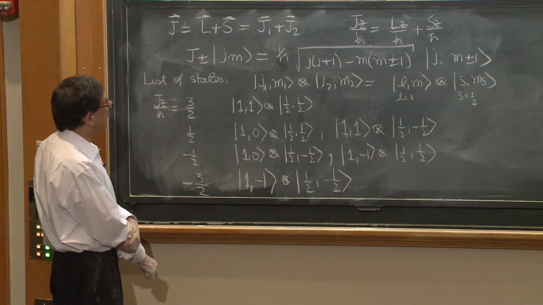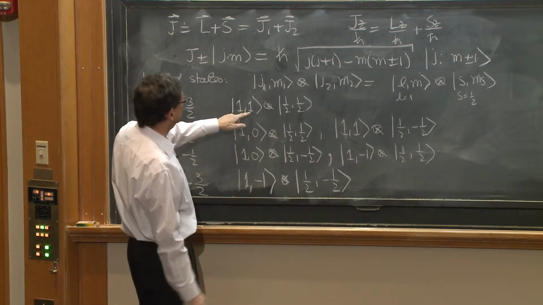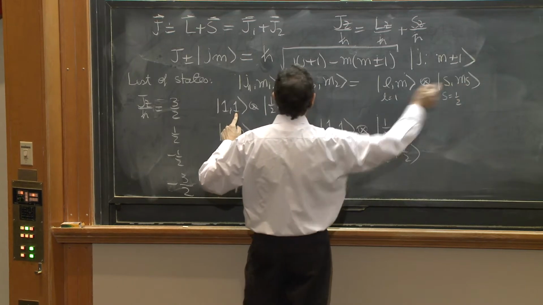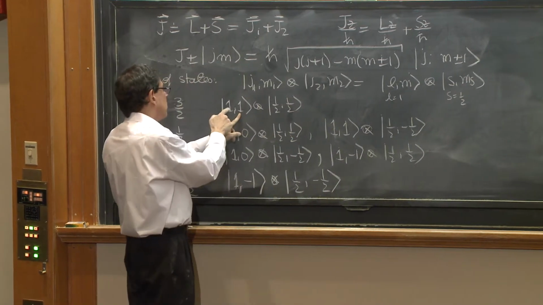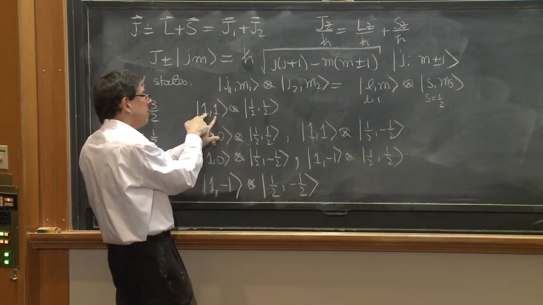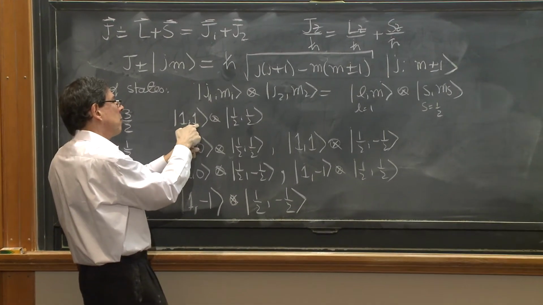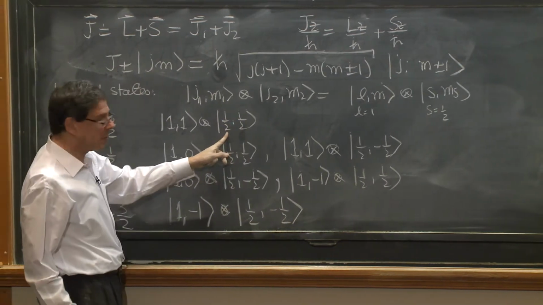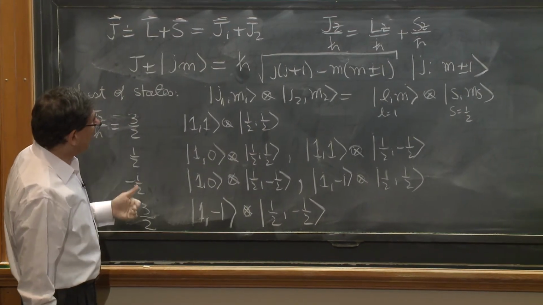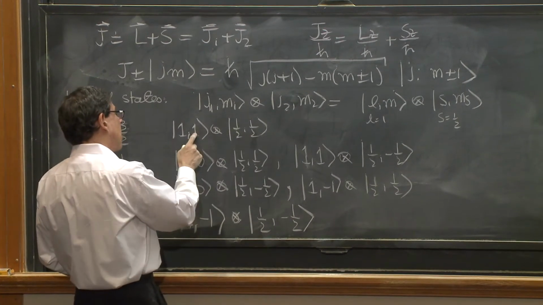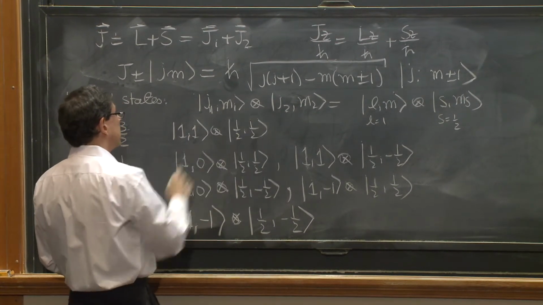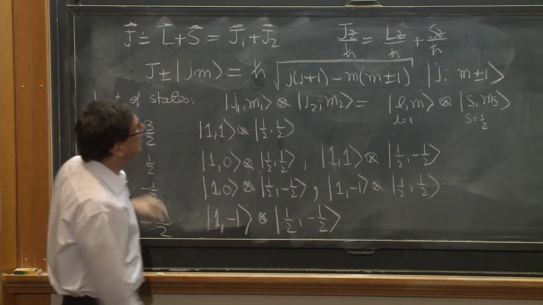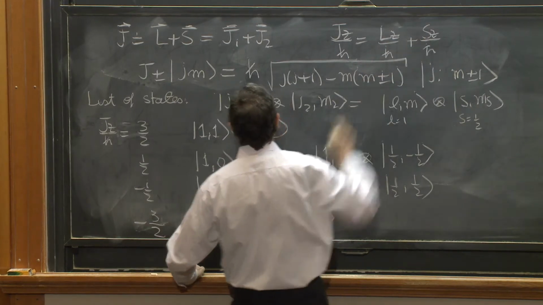I've organized it in the following way. I picked a state with the highest possible value of m and the highest possible value of ms here. So the first entry here is always 1, and the second can be 1, 0, or minus 1. This entry is always 1/2, and this could be plus 1/2 or minus 1/2. Therefore, this state has the top values of m and ms, and you could ask, what is the value of Jz? But Jz is Lz plus Sz.